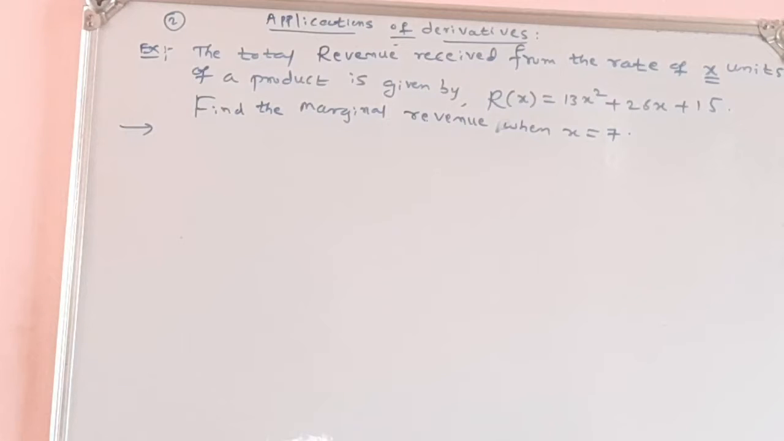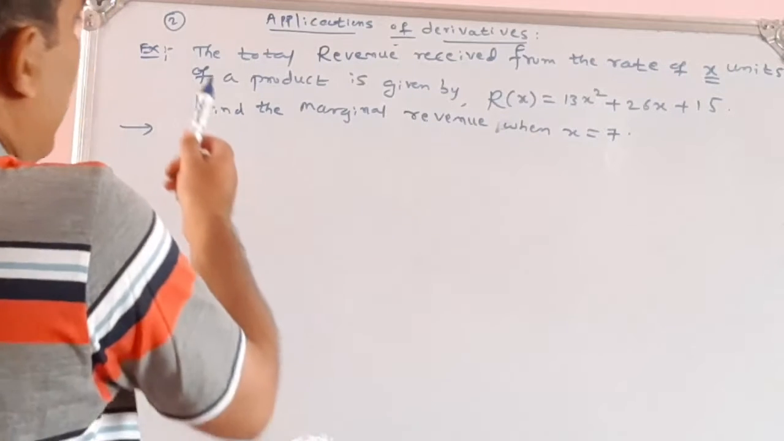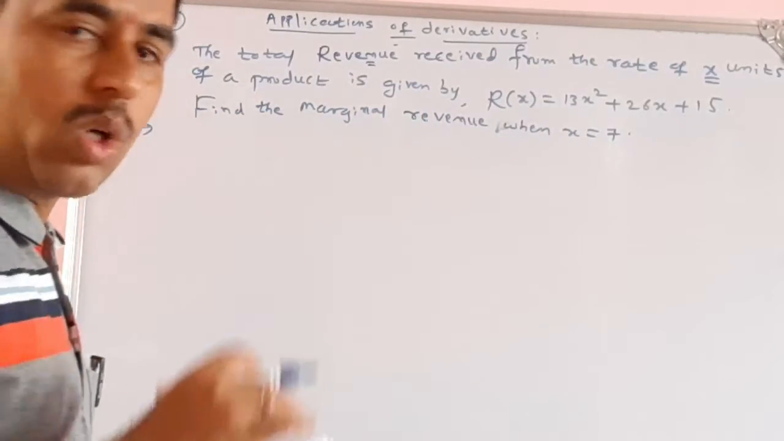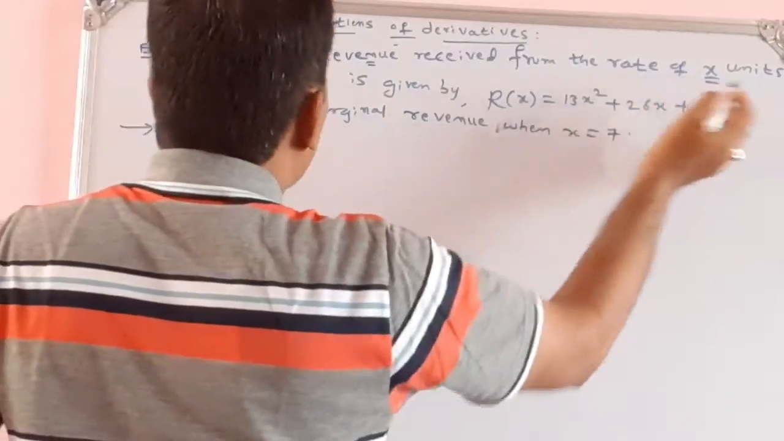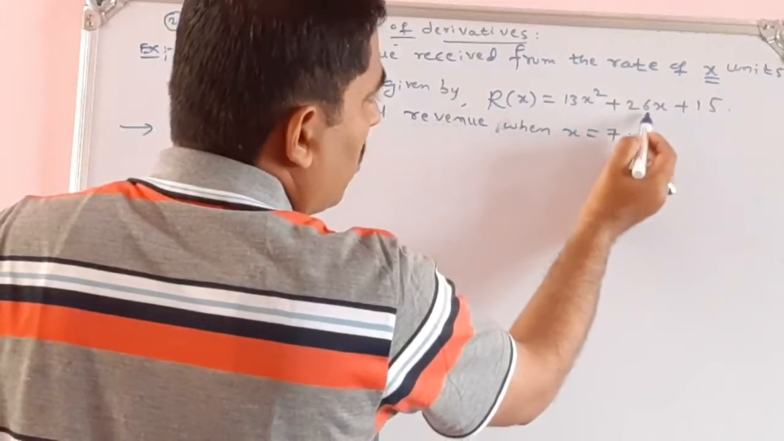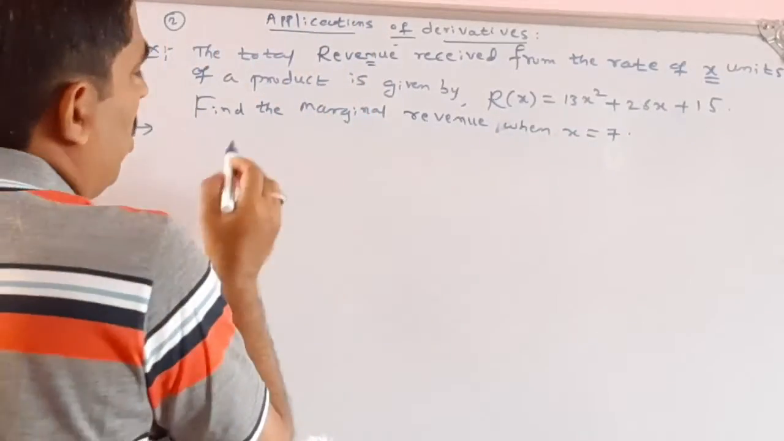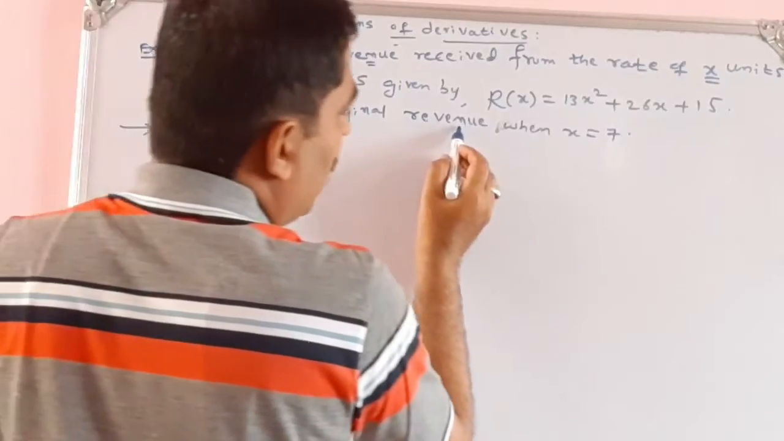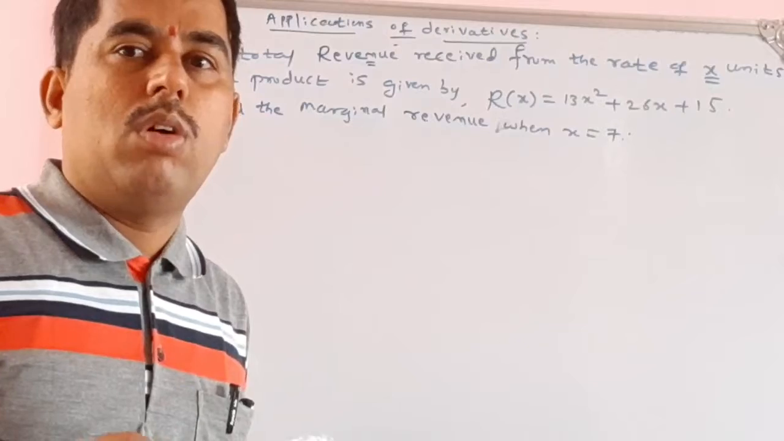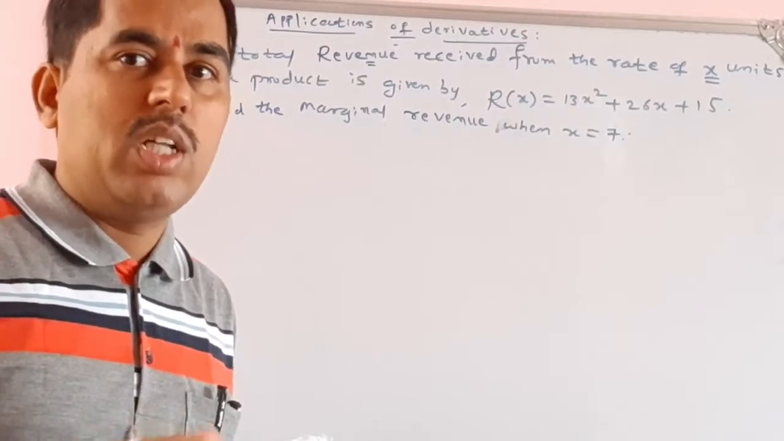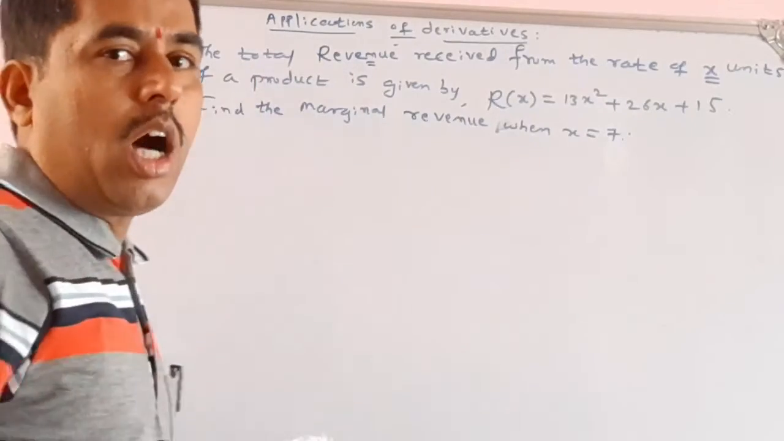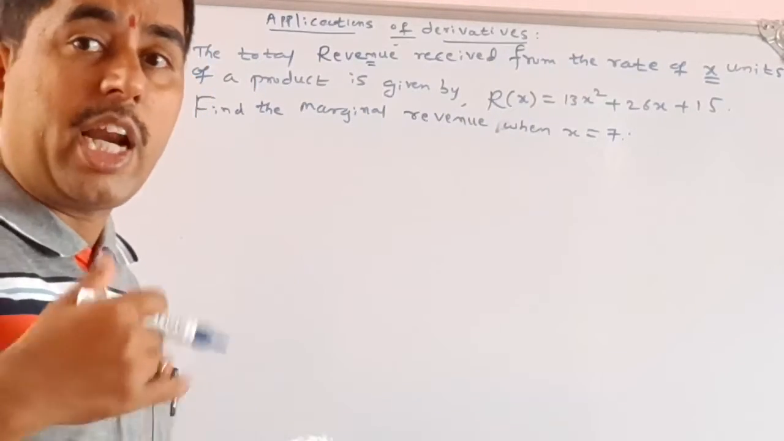So observe the problem here. The total revenue received from the sale of x units of a product is given by R of x is equal to 13x square plus 26x plus 15. So what we have to do is find the marginal revenue when x is equal to 7. This is the same problem as we have worked out in our previous classes. It appears as though it is a different problem, but it also relates to our applications of derivatives. How can we make use of the derivative for such problems?